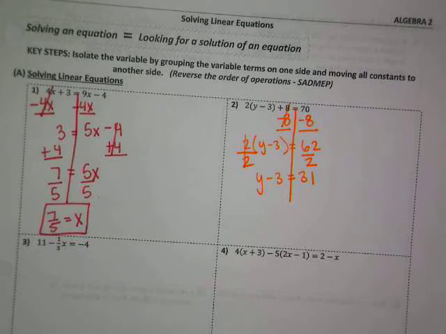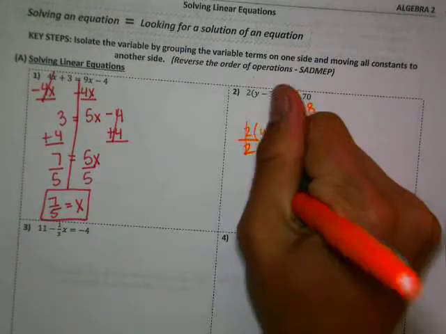And now I can do what's in the parentheses. What's the last step to get y by itself? Add 3, good.